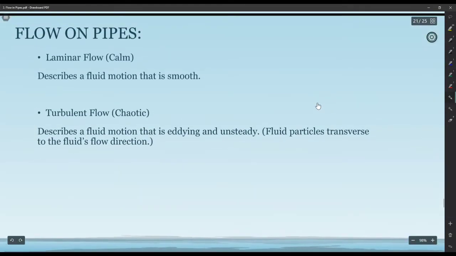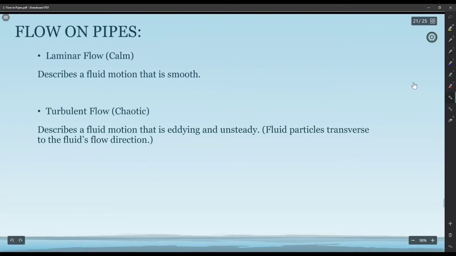Under this, makakategorize natin yung flow in pipes into two. So, we have this laminar flow. So, also synonymous to the word na calm or kalmado yung takbo ng tubig. So, describes a fluid motion that is smooth. And we have also the turbulent flow. So, pwede mo siyang ihalintulad sa word na chaotic. Or nangyayari dito, so this describes a fluid motion that is eddying and unsteady, from which yung fluid particles transverse to the fluid's flow direction. Or nangyayari, nag-criss-cross na yung mga water particles or fluid particles sa isa't isa.